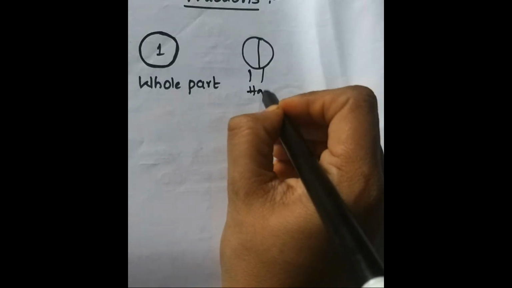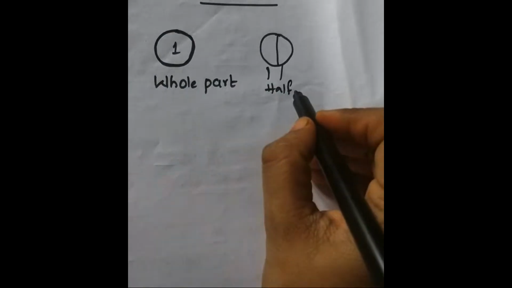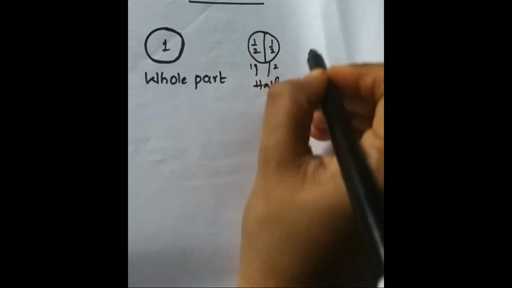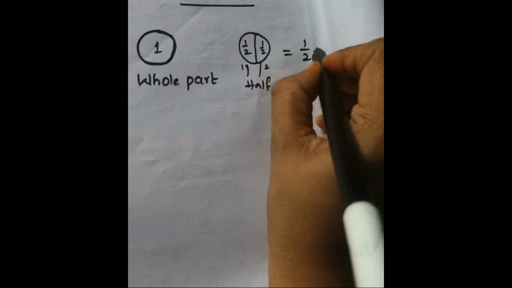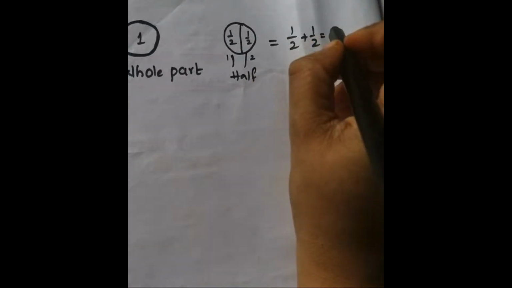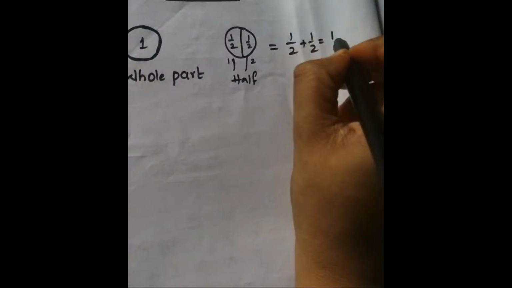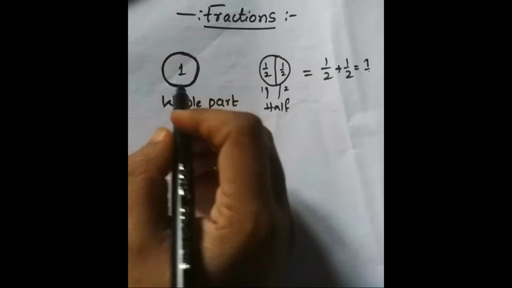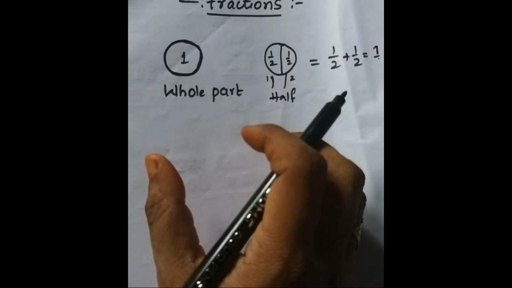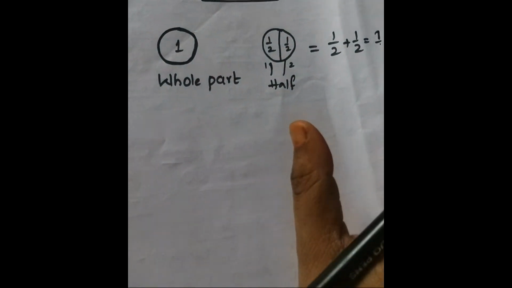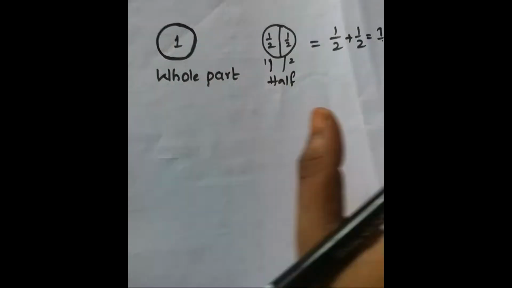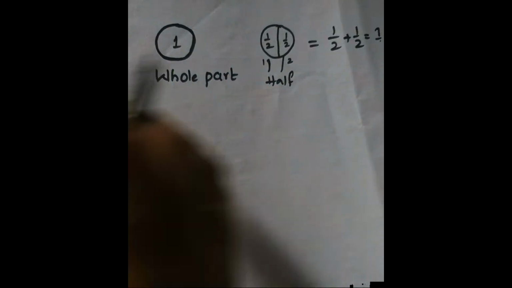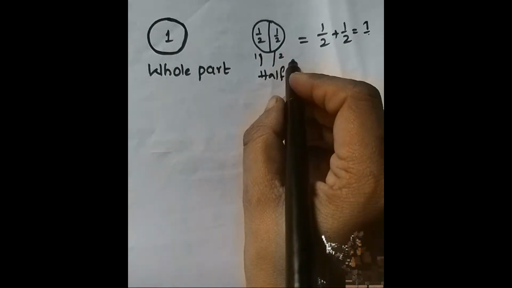This whole part is divided into two half parts, that is 1 by 2 and 1 by 2. This implies 1 by 2 plus 1 by 2 makes 2 by 2, that is 1. We get one whole part. If we divide one portion into half parts, then those portions are called fractions. That is denoted as 1 by 2 and 1 by 2.